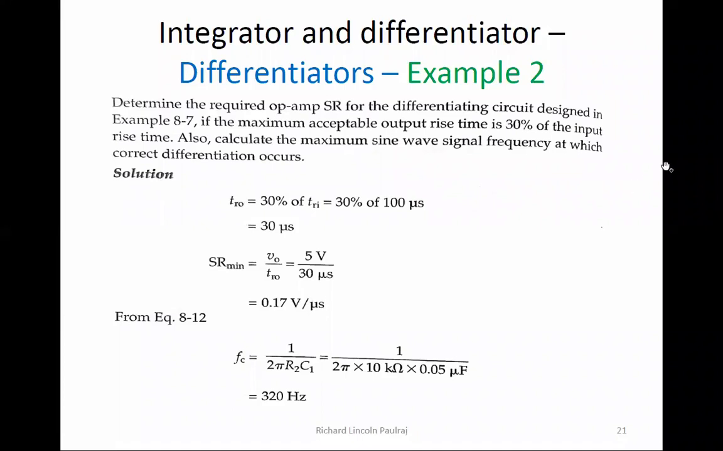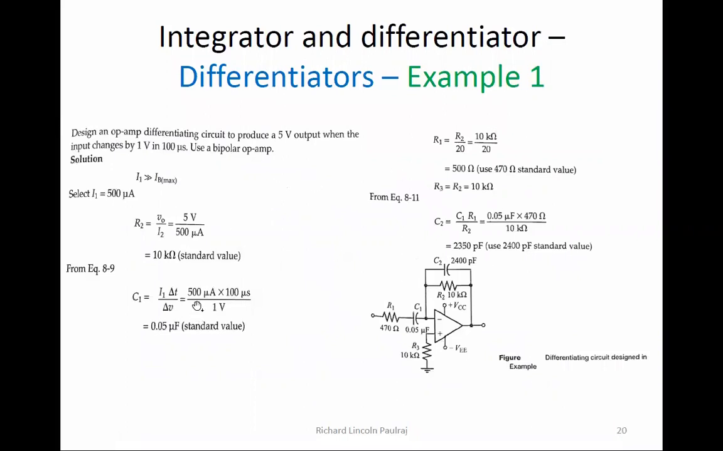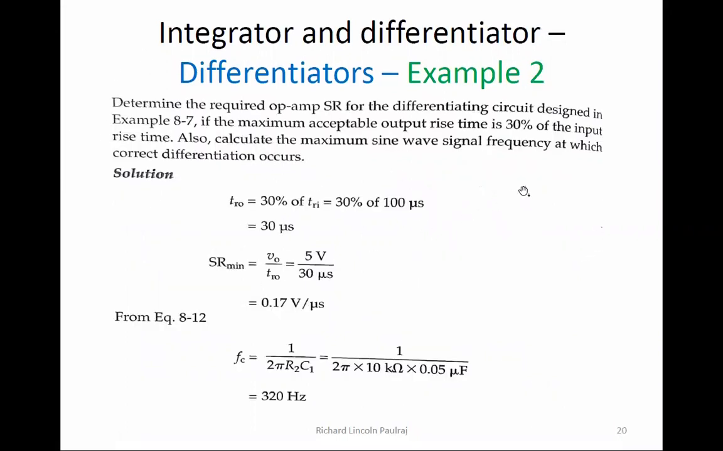TR is rise time. Determine the required op-amp SR, which is the slew rate, for the differentiating circuit designed in the previous example. Whatever we had designed here, the same parameters we're going to take, but we're just going to make a few changes. If the maximum acceptable output rise time is about 30% of input rise time, I am taking TR is equal to 30% of rise time. TR is rise time, I is referring to input. So 30% of 100 microseconds.